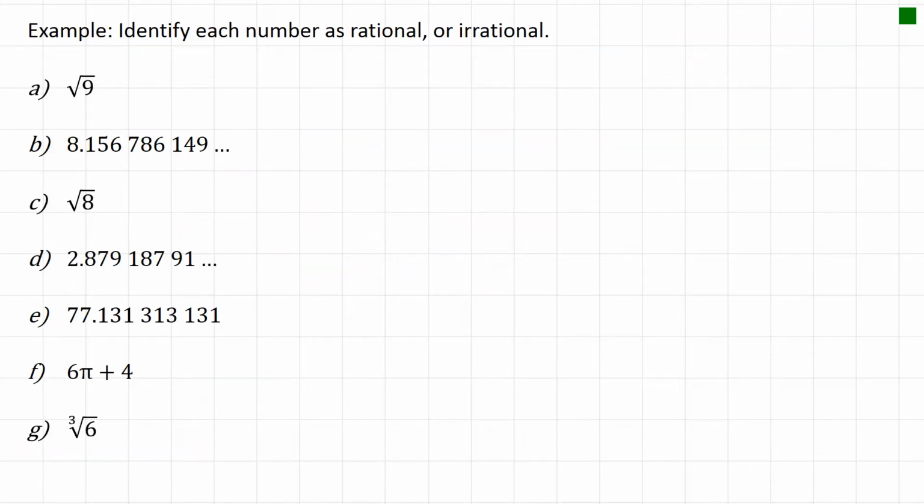So let's identify each number as rational or irrational. Square root of 9, well, it has a square root, but 9 is a perfect square, so the square root of 9 is a perfect root. So it's equal to 3. This is rational.